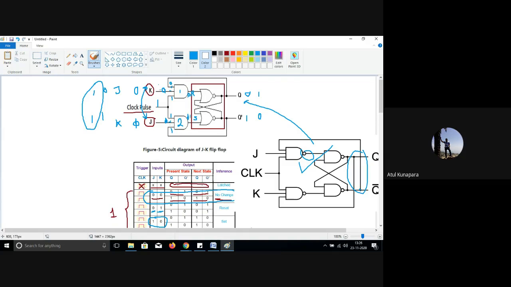Toggle, you understand the meaning of toggle. If your present output is 0 1, then the next output is going to be 1 0. If the present output is 1 0, then the next output will be 0 1, like that. So it is going to toggle whenever you keep both inputs at 1 1. Is that clear to everyone?